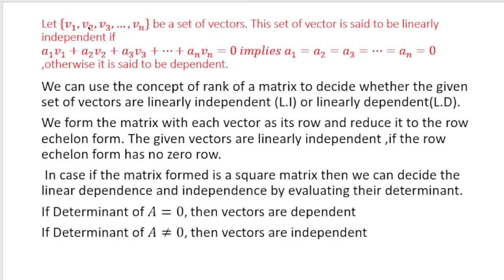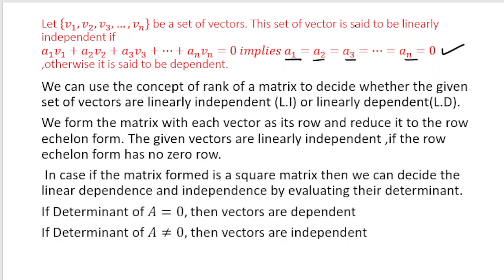Let v1, v2, v3, up to vn be a set of n vectors. The set of vectors is said to be linearly independent if a1 into v1 plus a2 into v2 plus a3 into v3 and up to an into vn. This kind of expression is known as the linear combination of this set of vectors. If this linear combination is equal to 0 implies that all the scalars a1, a2, a3 up to an are 0, then we say that this set of vectors is linearly independent.